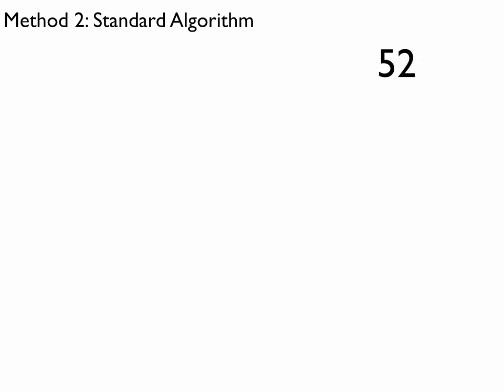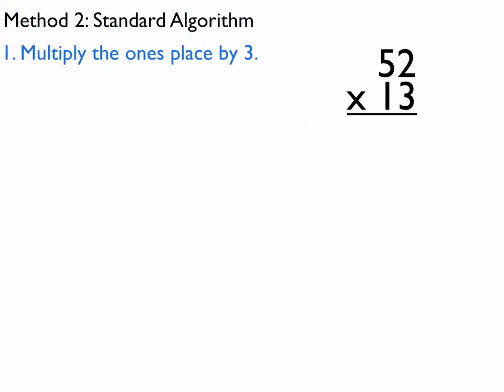Now we're going to go ahead and teach the standard algorithm. So let's say I had 52 times 13. I've set it up vertically here. My first step is to multiply the ones place by 3. So 2 times 3 is 6.